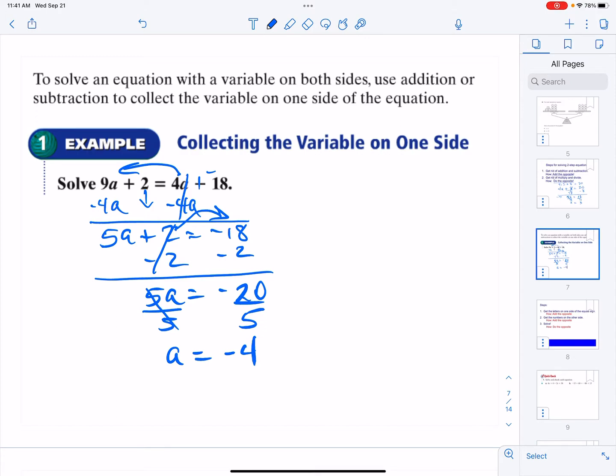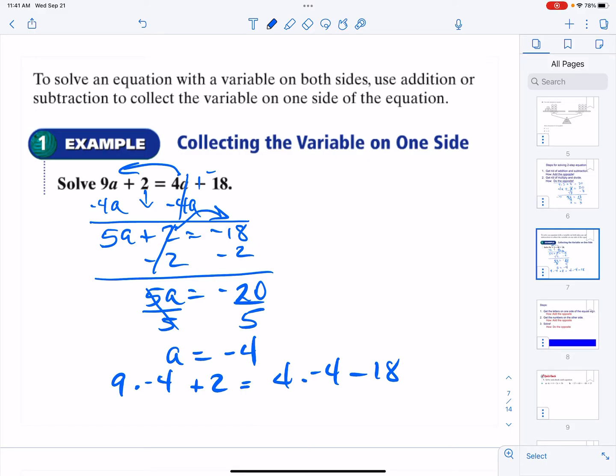So if I were to check this to see if it works, what I would do is I'd take the negative 4, and everywhere in the original equation, I'd plug in a negative 4. So that means we'd have 9 times negative 4 plus 2 is equal to 4 times negative 4 minus 18. And those should be equal.